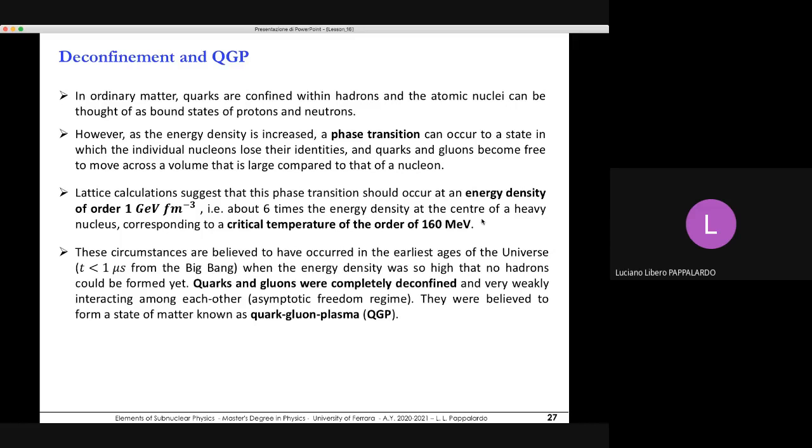Now, clearly, these conditions are believed to have occurred in the earliest ages of the universe, on a time scale of less than 1 microsecond from the Big Bang, when the energy density was so high that no hadrons could be formed yet in that epoch. At the time, quarks and gluons were completely deconfined and very weakly interacting among themselves. So they were essentially in the region of asymptotic freedom. And they were believed to form a specific state of matter known as the quark-gluon plasma, or QGP.